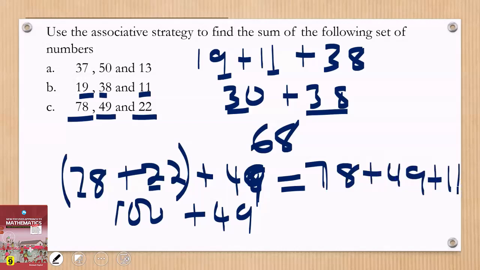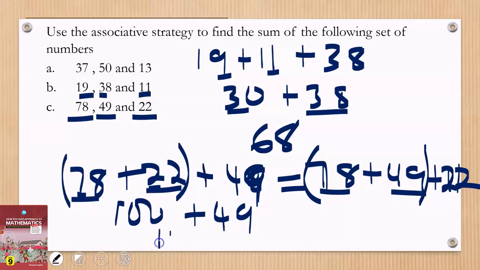When I'm doing this first before the 11, it will be a bit, 78, 49, and 22. If I'm doing 78 plus 49, because of the carrying, it's a bit more complicated than doing 78 plus 22 before adding the 49, which of course will give us 149. So this is how we can apply associative property in solving questions.